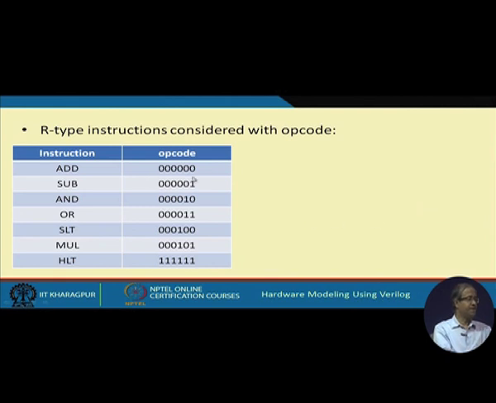And we are assuming that these are the opcodes: all 0 is for add, 1 is for sub, 2 in decimal is AND, 3 for OR, 4 for SLT, 5 for MUL, and all ones, this is actually 63 in 6 bits, will represent halt.